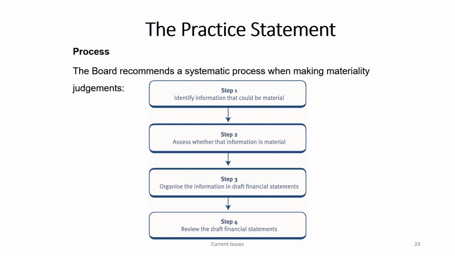Again, some more will go from step 2, some more will reduce, and it will become lesser in step 3. Okay, organize the information in a draft financial statements. Before you make the final version of the financial statements, you draft. You do a draft financial statement. Organize those information that you have considered material. Step 4, review the draft financials.